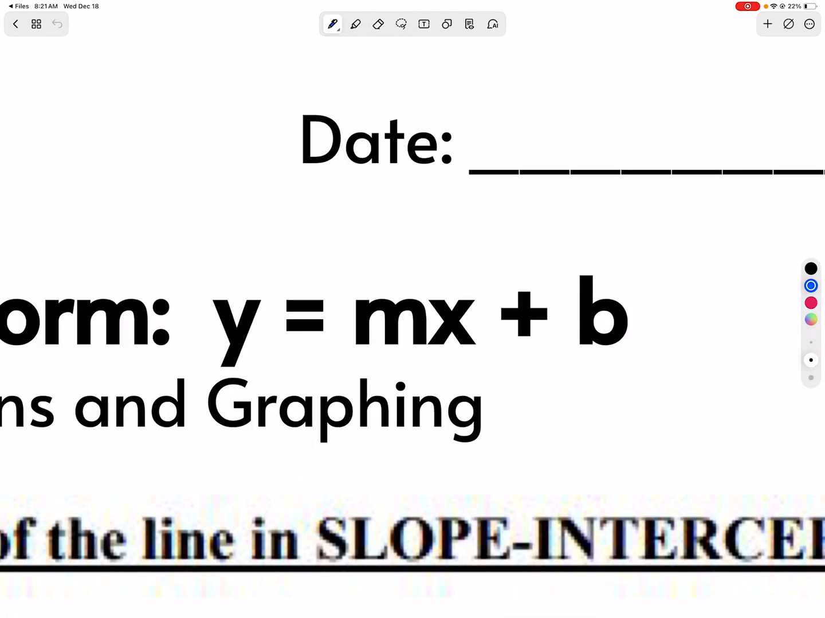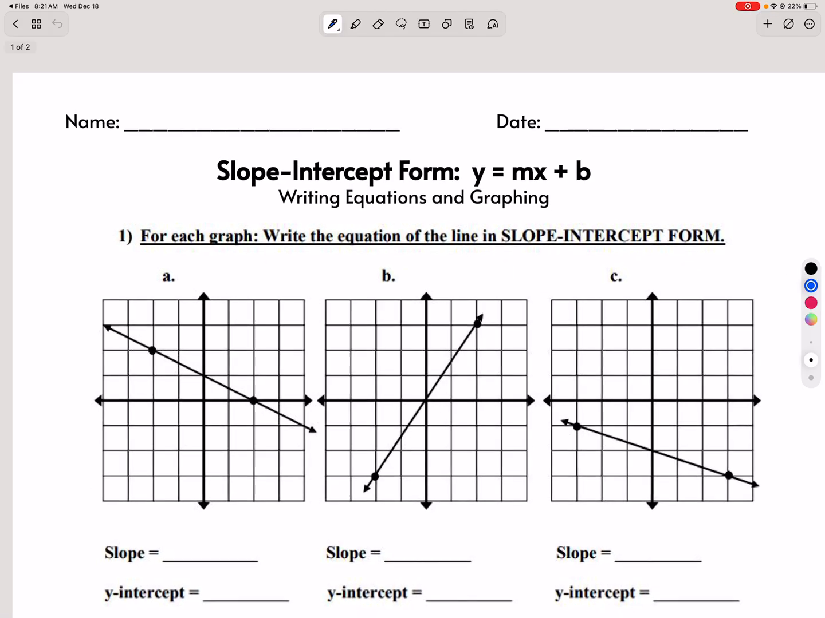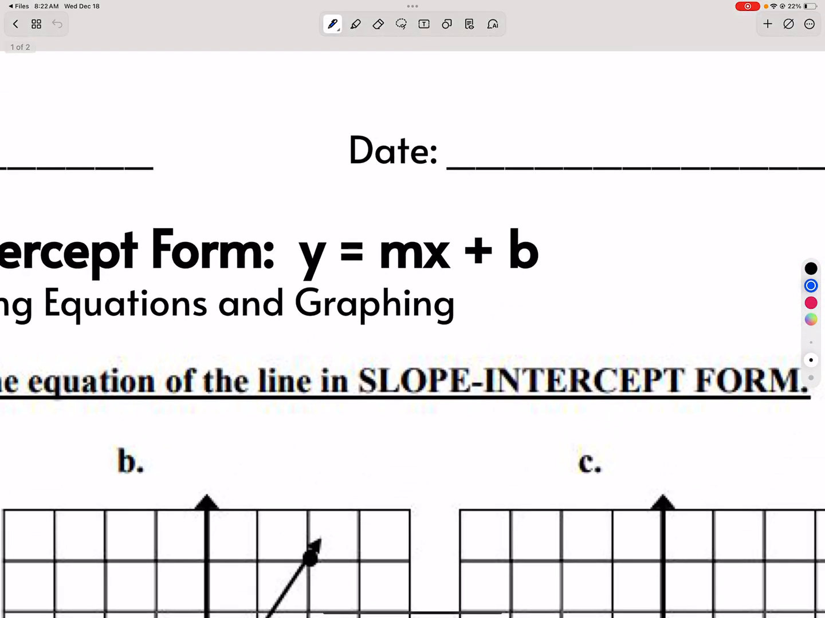y equals mx plus, sorry. All right, so what we're gonna do is we're gonna just practice looking at a line and writing it in slope-intercept form. Okay, so y equals mx plus b, and m, that number represents your slope.